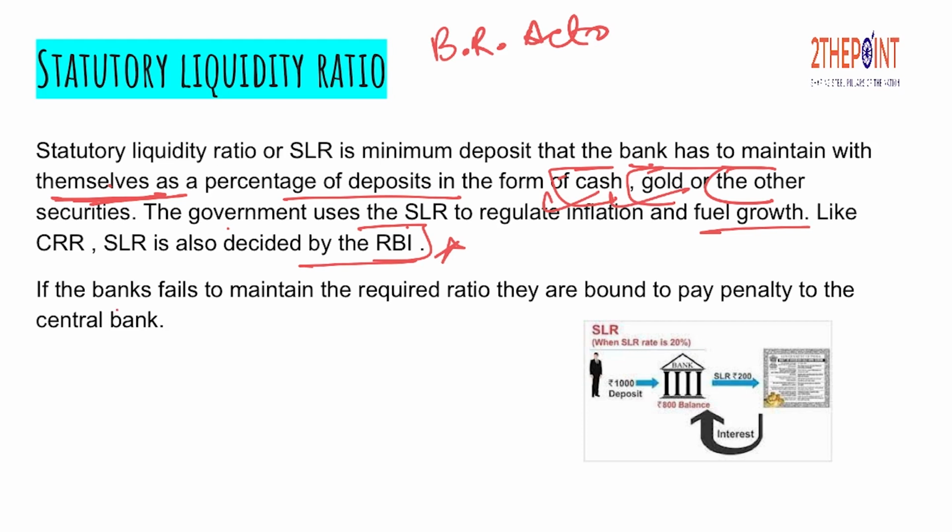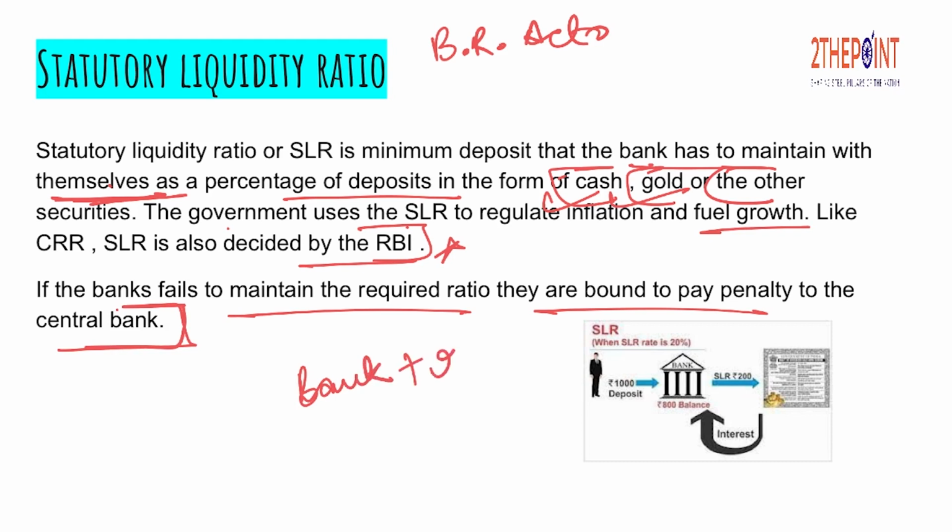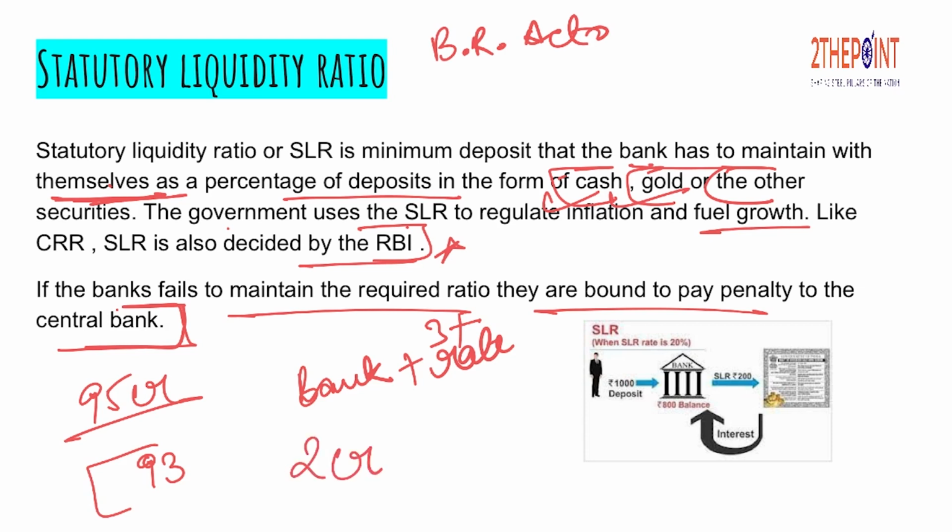If the bank fails to maintain the required ratios, it is bound to pay a penalty to the central bank, and the penalty would be the bank rate plus 3% on the amount which they are not able to maintain. So for example, they are supposed to maintain 95 crores as the reserve ratio. If they are able to maintain just 93 crores, they are falling short by 2 crores. So on this 2 crores, they are supposed to pay the penalty at the rate of bank rate plus 3%. This is the rate of interest that the RBI charges to such banks. So this is about the SLR, and we'll go through the advantages of it.